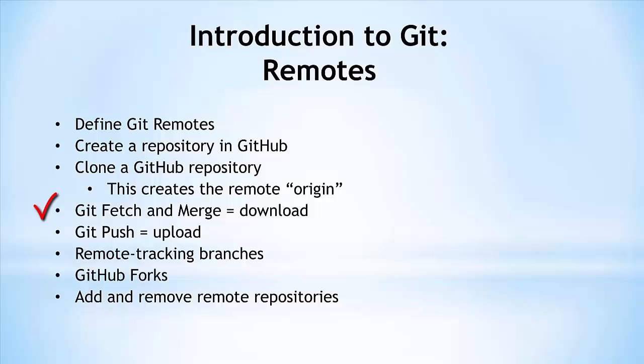Utilize the git fetch and git merge commands to download and integrate changes from a remote. Make local changes and upload them to a remote with git push. Learn about remote tracking branches. Create and learn about forks in GitHub. Look at how to add and remove remote repositories.